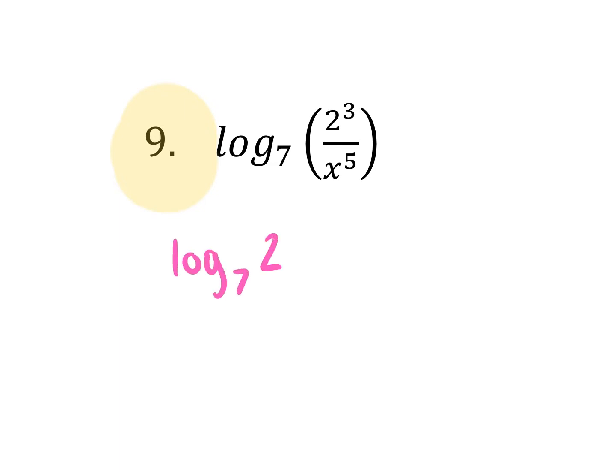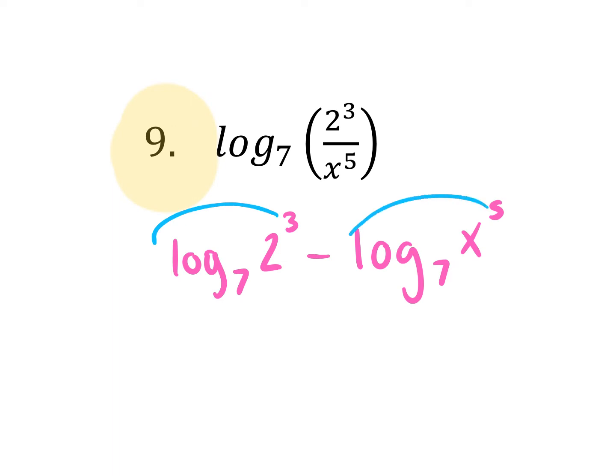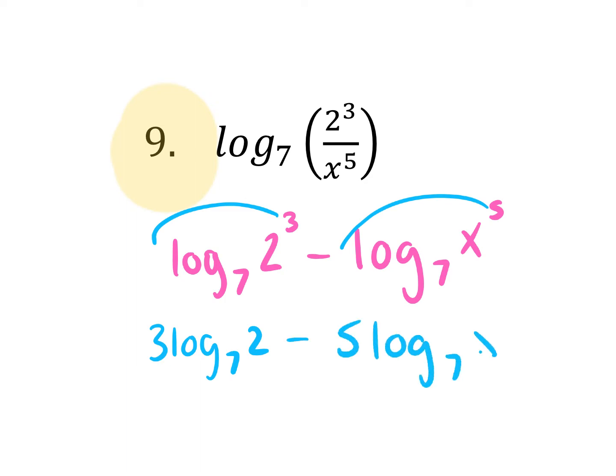Log base 7, 2 to the 3rd, minus log base 7, x to the 5th. Can I expand this any more? How? Move the exponents to the front. So it'd be 3 log base 7 of 2 minus 5 log base 7 of x.